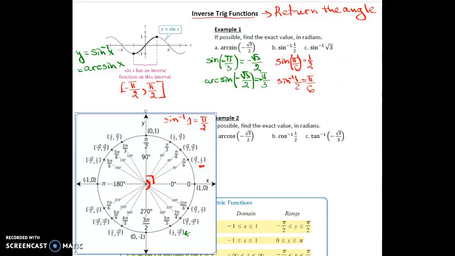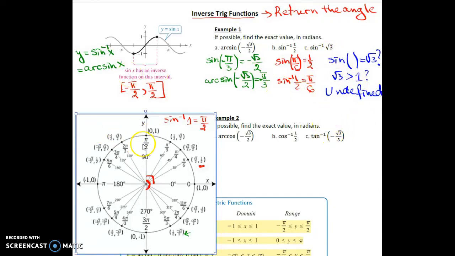And let's take a look at the last example. We're asked to find the sine inverse of square root of 3. Or, what is the angle that results, sine of what angle is going to be equal to square root of 3? Well, wait a minute. Square root of 3 is greater than 1, isn't it? If that is the case, there is no angle that will result in a sine of square root of 3. That means that sine inverse of square root of 3 is undefined.